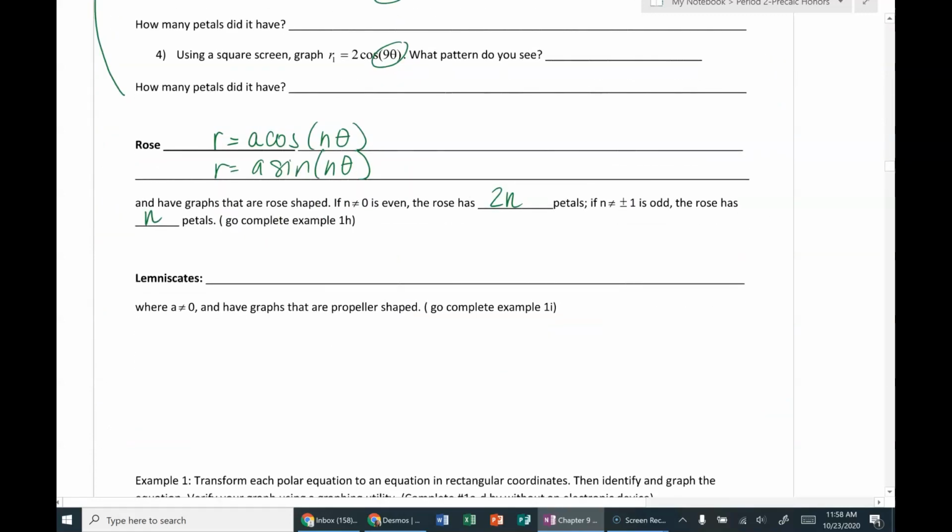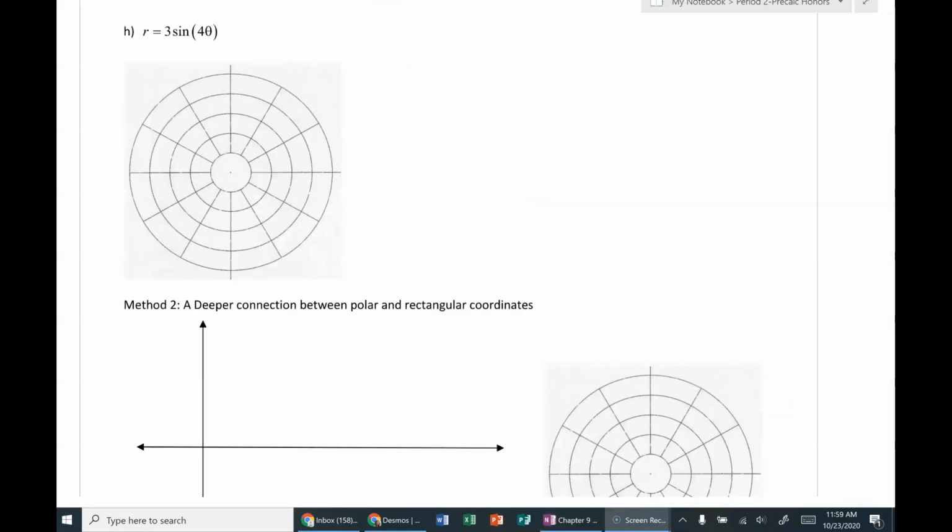Okay, let's go to 1H. So again, we will do the symmetry test by hand, okay? The first test is your symmetry with respect to the polar axis.